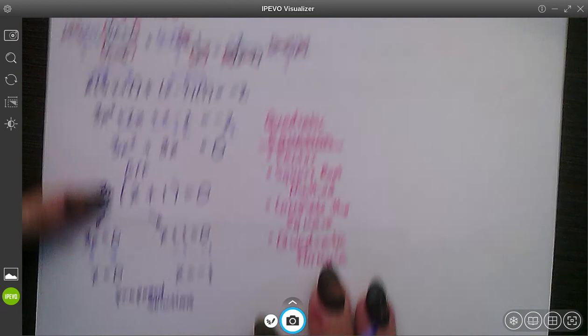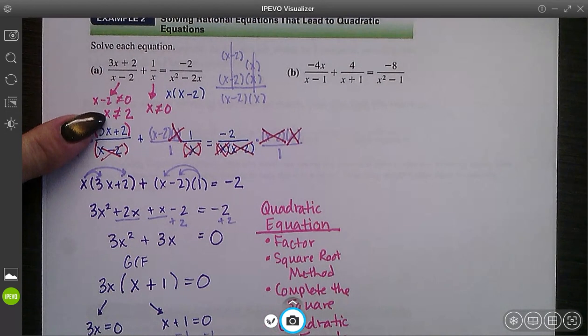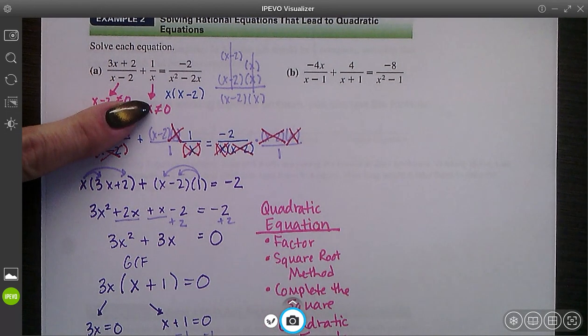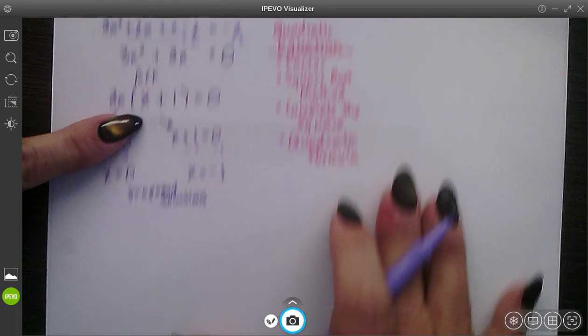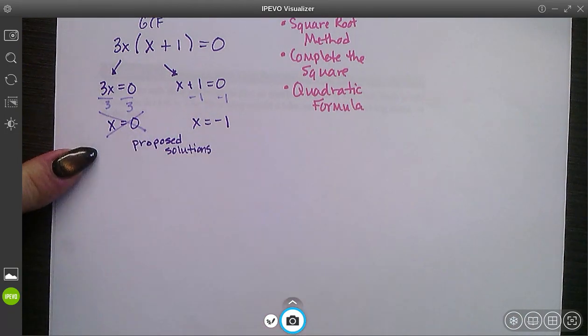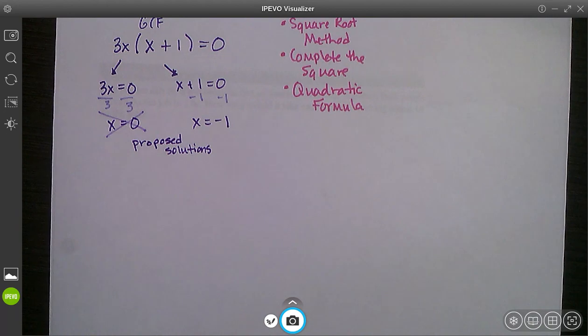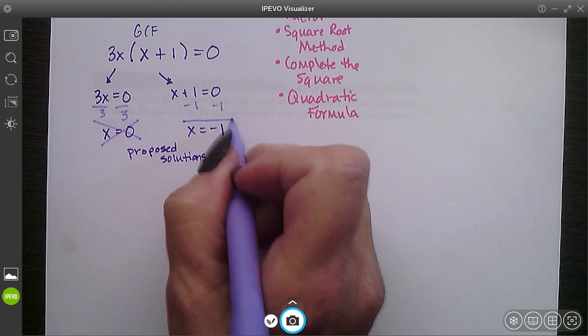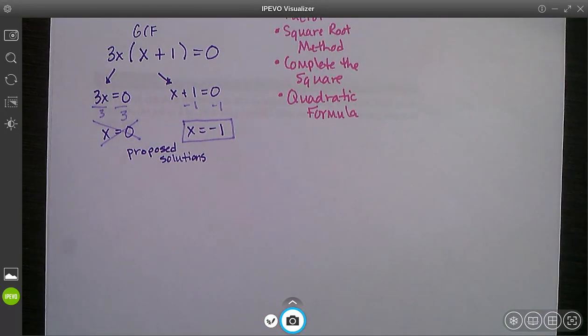So if I check up here, we found that x cannot equal 2, x cannot equal 0. So on my proposed solutions where I see x equals 0, I have to cross that one off because it was one of my excluded values. And then the only one that works is x equals -1.